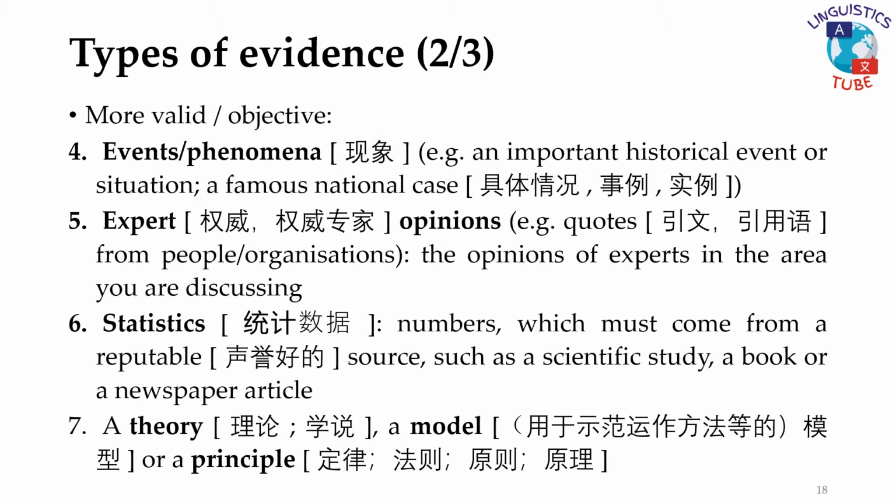In the more valid group, there are four common types of evidence to use to support your arguments. Firstly, you could refer to an important or famous event or phenomenon, which your audience will be familiar with. This could be something that was widely reported in the news, for example, and it could either be current or historical.